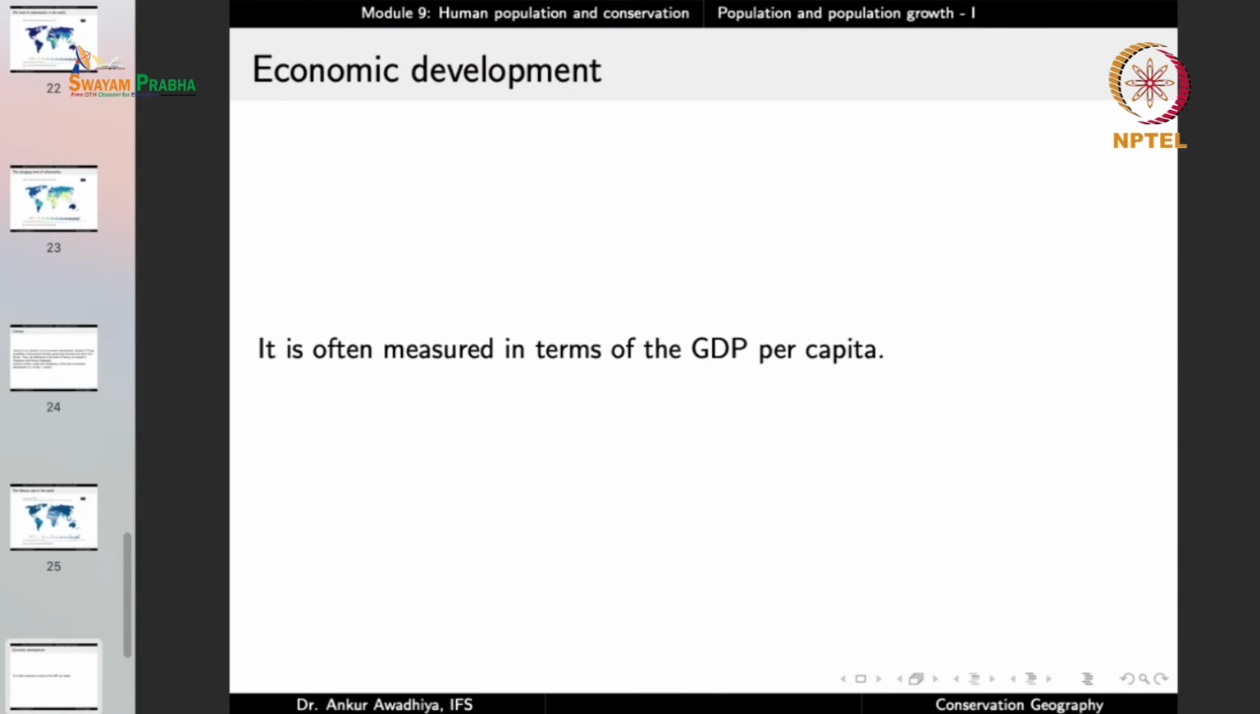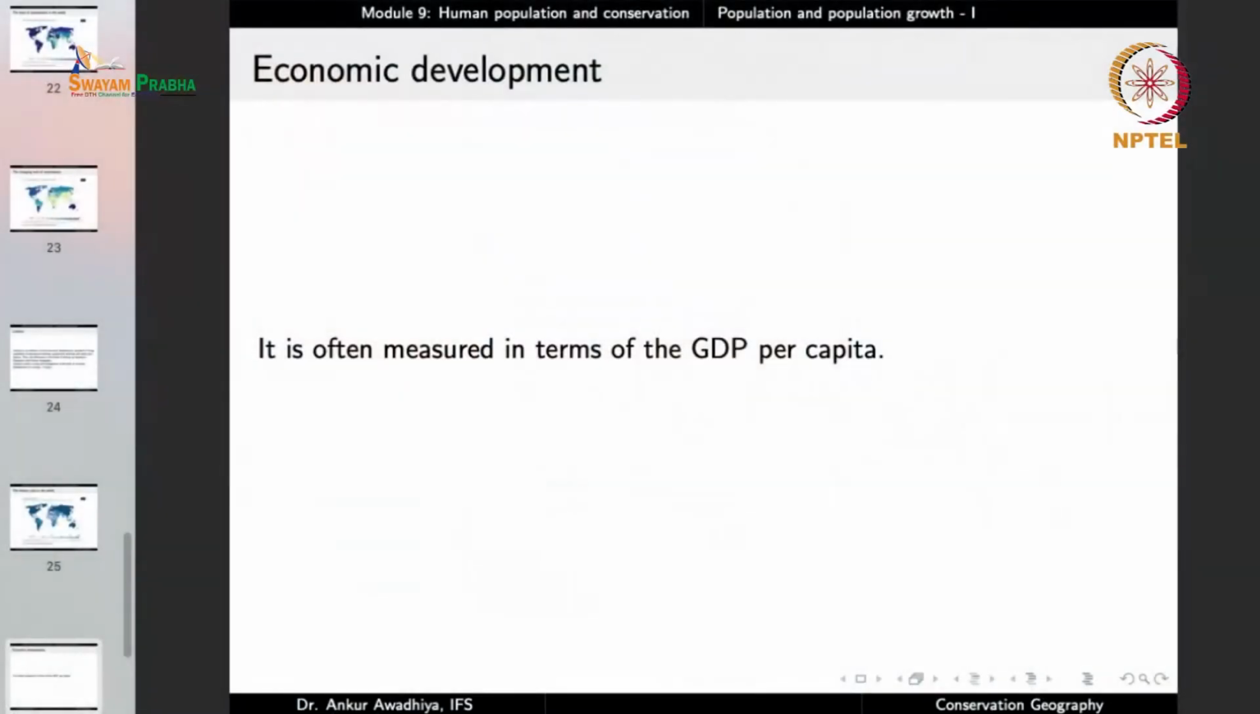Next, we have economic development. This is another population parameter, often measured in terms of GDP per capita, that is, the gross domestic product per capita. It means that if we add up all the produce that a society is making, put a price tag on it, so we put a dollar value or a rupee value to that, and divide that by the total population of the country or the society, we get the GDP per capita.